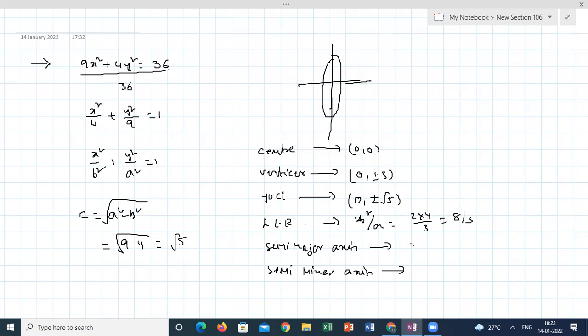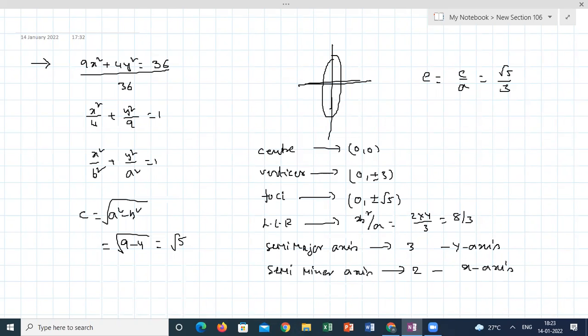So major axis is 9, not 9. Semi-major axis is 3. Length of the semi-major axis is 3, and it is along the y-axis. Semi-minor axis is 2, it is along the x-axis. And eccentricity is how much? C by A, nothing but root 5 by 3. Like this, we can discuss the different parts and different coordinates related to the ellipse.